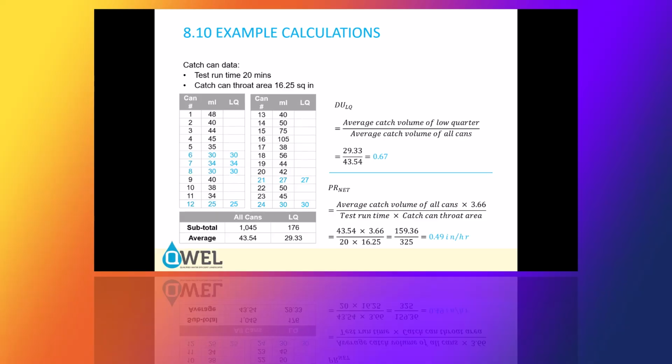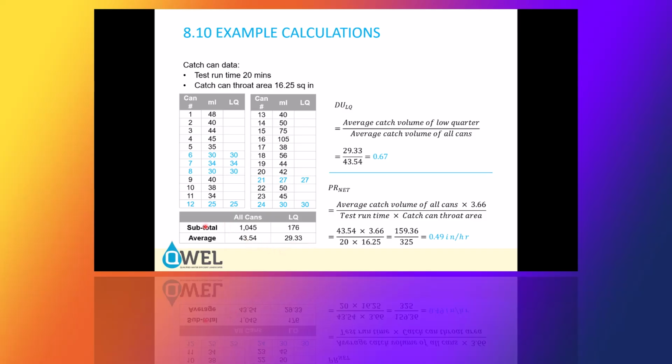So what do they show us for our results here? So we got a 30, 34, 30, 25, 27, and another 30. So that's exactly what we were just talking about. So we add all those low volumes up, and that is 176. If we add up 30, 27, 25, 30, 34, 30, should come up to 176. Divide that by 6 to get the average, which is 29.33.